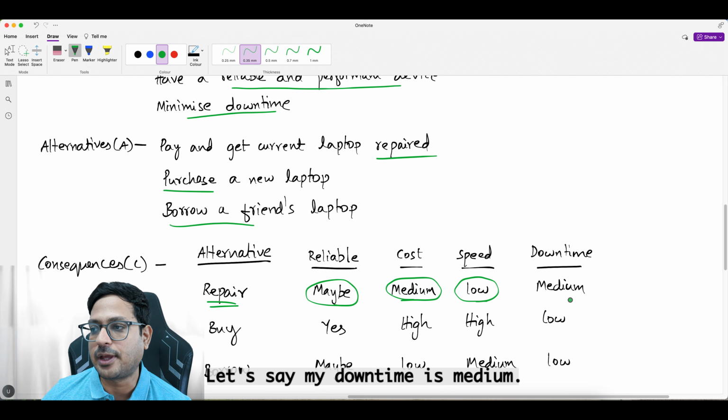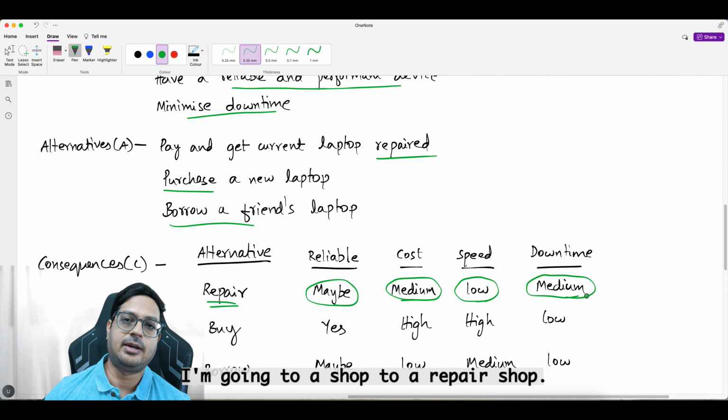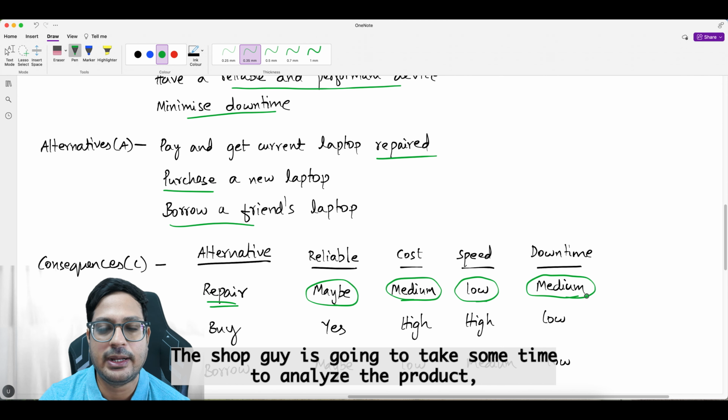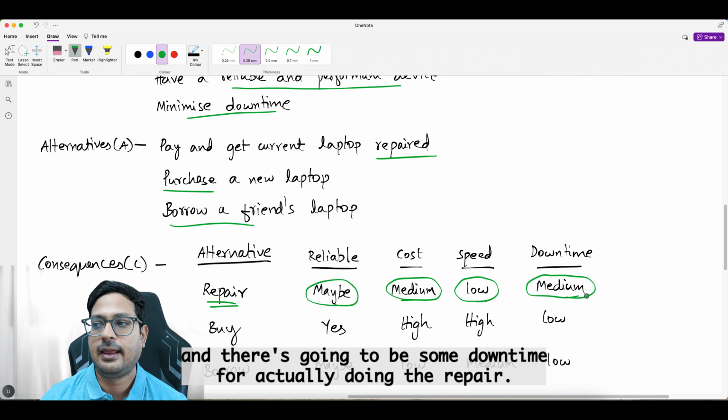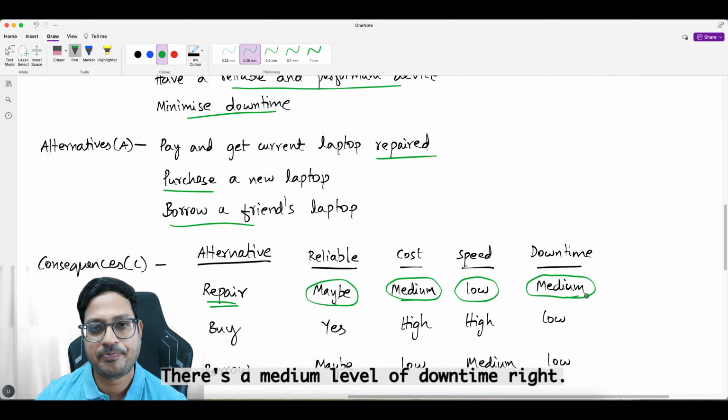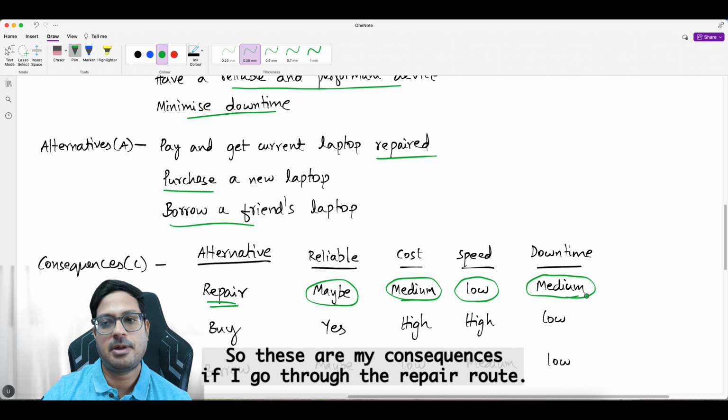And the last one is downtime. Let's say my downtime is medium. I'm going to a repair shop. The shop guy is going to take some time to analyze the product, and there's going to be some downtime for actually doing the repair, and then I'll go back to collect it. There's a medium level of downtime, right? So these are my consequences if I go through the repair route.